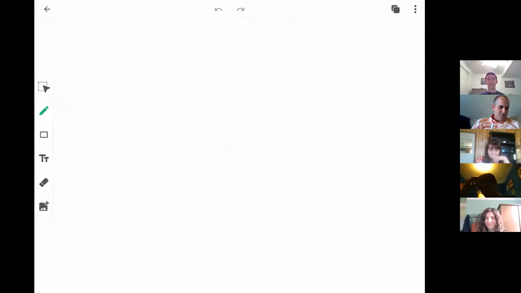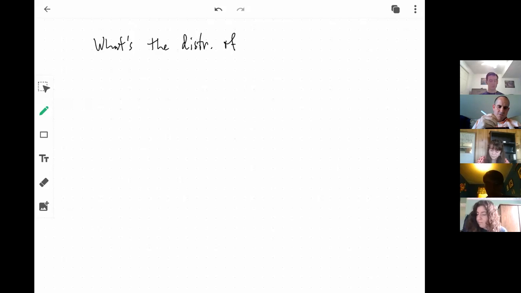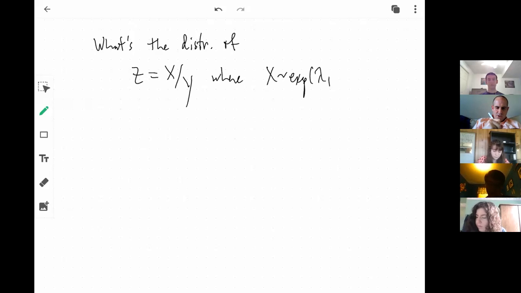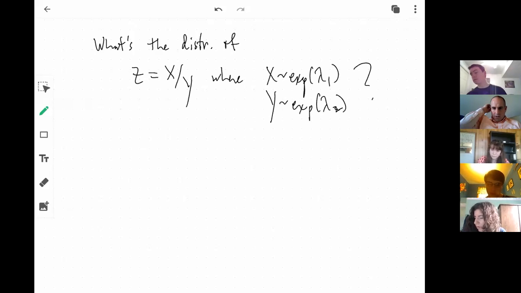So I just want you to at least see this. They said, what's the distribution of z equal to x over y, where x was distributed as exponential with parameter lambda 1, and y was distributed as exponential with parameter lambda 2?